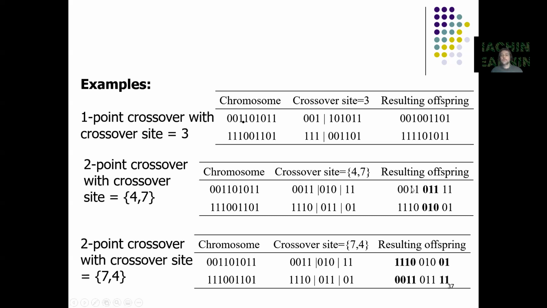4 bits come from the first parent, then 3 bits from the second parent, and the last 2 bits again from the first parent. And 2-point crossover with crossover site 4 and 7 is going to give you the same kind of offspring. But as you see, the process slightly changes, because you're supposed to take, for the first offspring, the first 4 bits from the second parent. Then you keep the part in the middle unchanged, and you complete the chromosome with bits from the second parent.